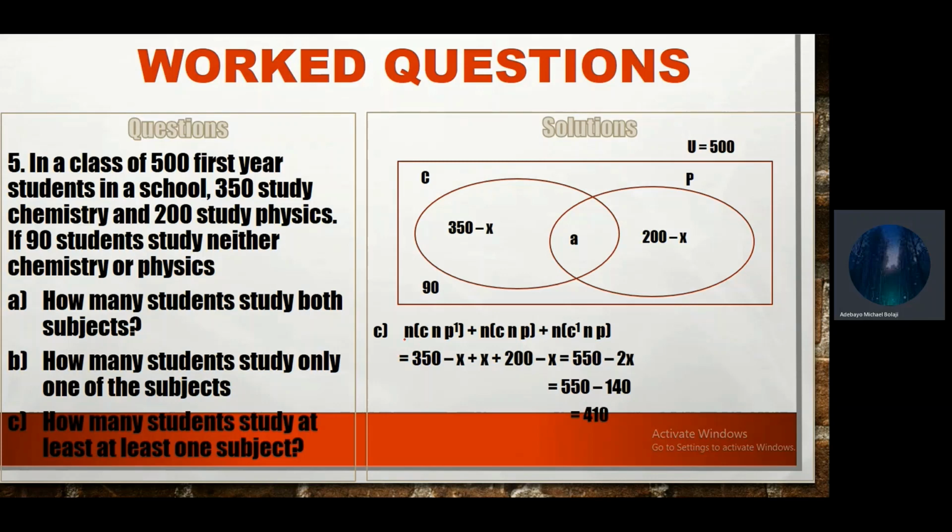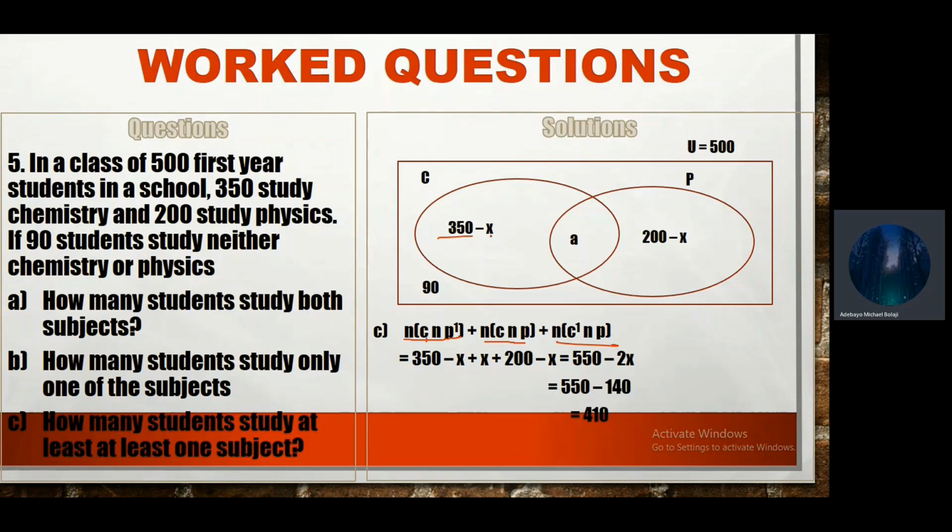And to do that, we have to first write the students that study only one subject, which is N of C intersection P complement and C complement intersection P. These are the number of students that study only chemistry. These are the number of students that study only physics. While these are the number of students that study both chemistry and physics.